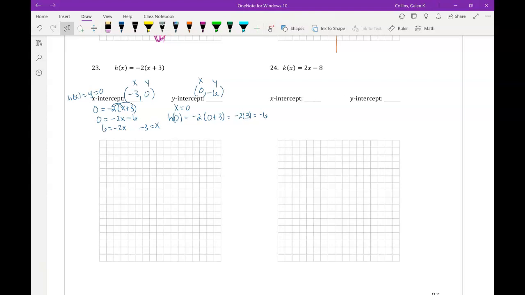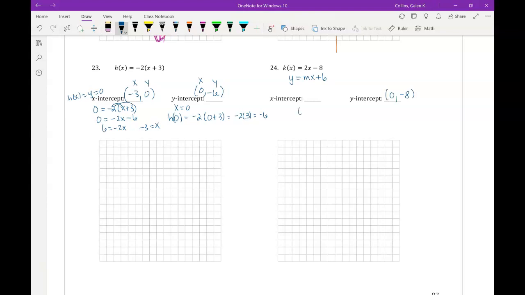Oh, number 24. Why is this the easiest one? I think this is the easiest one because it's in y equals mx plus b form. I don't have x plus or minus a number. So my y-intercept is 0, -8 because that is my b value.